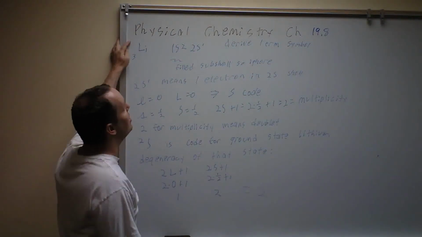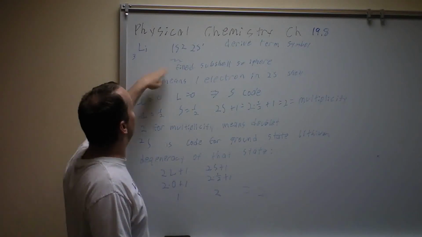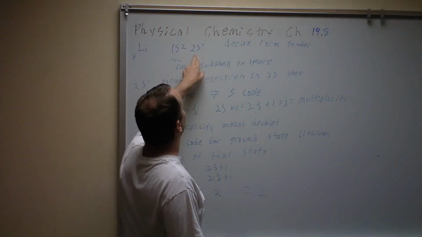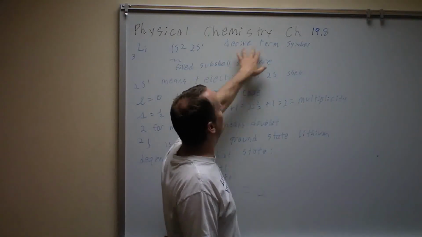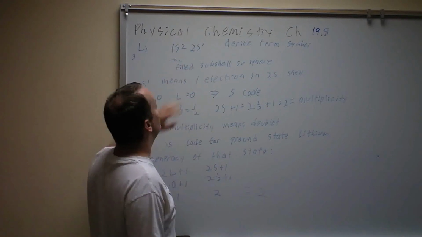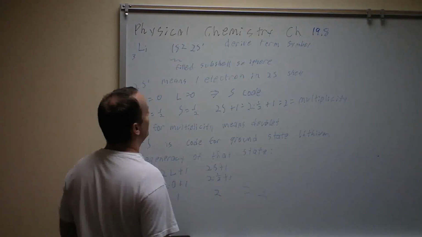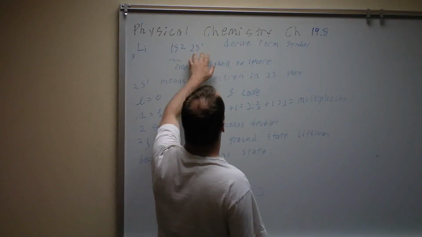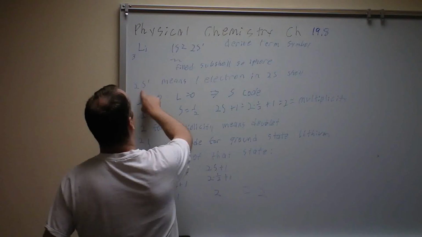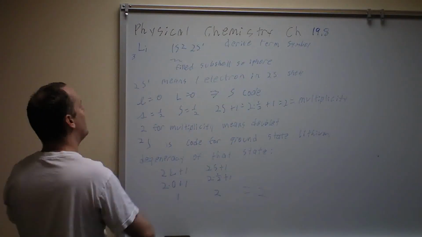Continuing on physical chemistry, chapter 19, section 8. So lithium has 3 electrons. We have 2 electrons in the 1s shell, 1 electron in the 2s shell. Now we want to derive the term symbol for the ground state. When we do this, we're going to ignore any filled subshell, which in this case is the 1s shell, obviously. So we just look at this 2s1, the 2s shell with 1 electron in it.